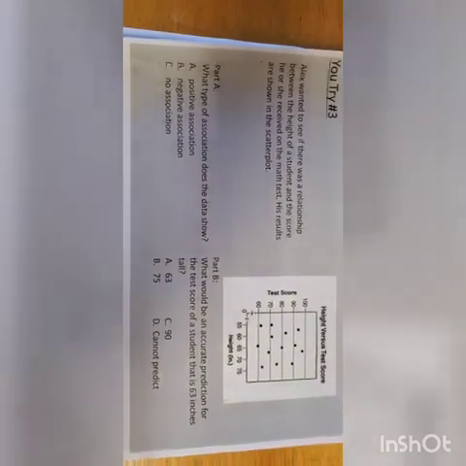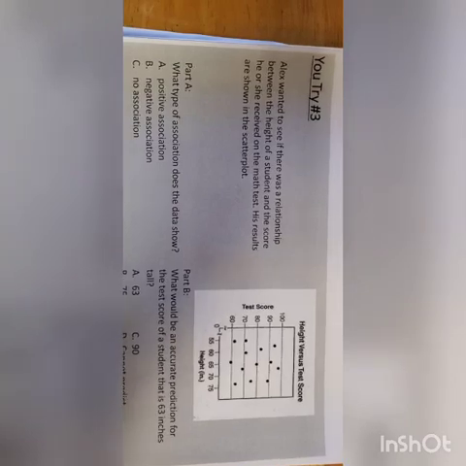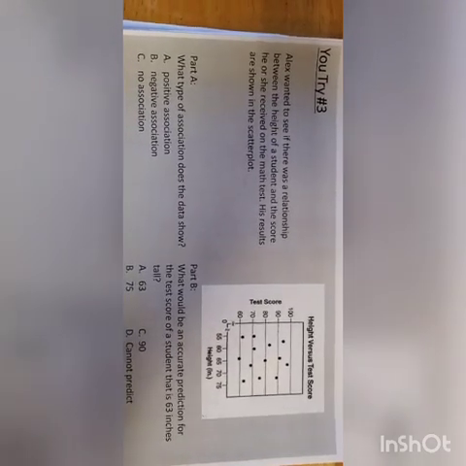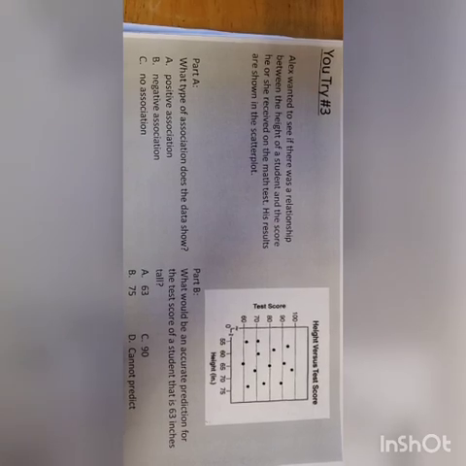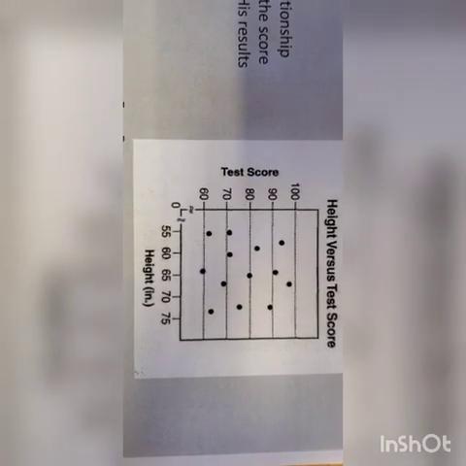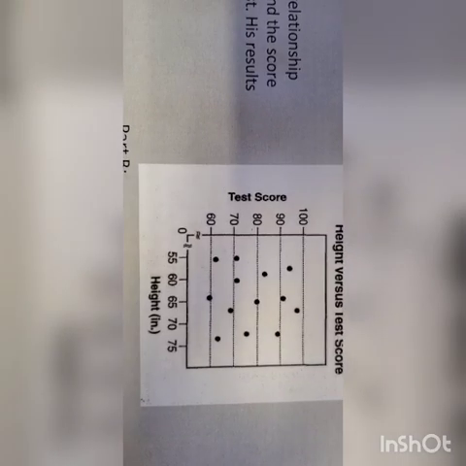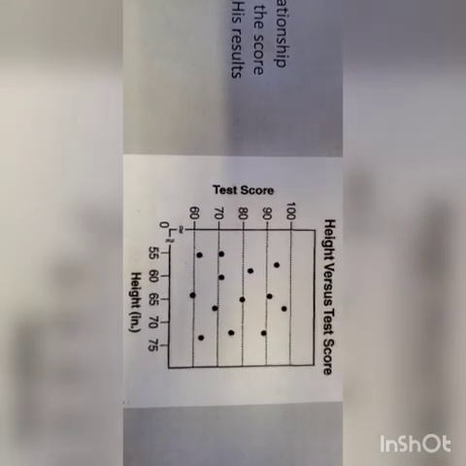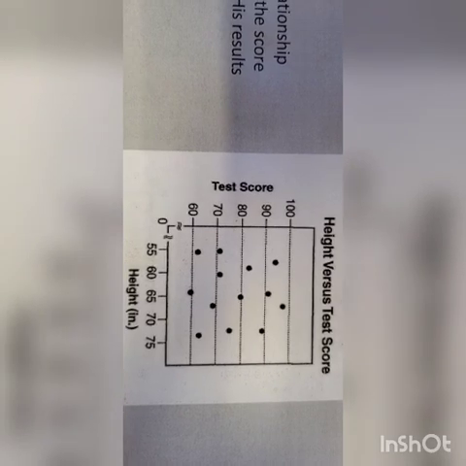All right, let's look at this one. This talks about Alex, and Alex wanted to see if there was a relationship between the height of a student and the score he or she received on the math test. So we're looking at this set of data: height, how tall a person is, and their test scores. Does there seem to be a relationship or an association? Can you tell if the data is positive, negative, or is there no association at all?